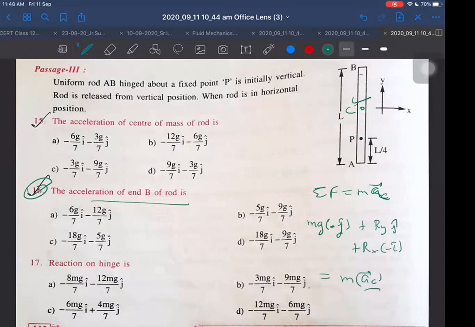The acceleration of center will have two components: along the tangent and along the radius. It will be written as m into omega square L by 4 along minus i cap, plus L by 4 into alpha along minus j cap. This way also we can do it, but this is like taking both axes together, taking two equations together. Otherwise, if you want to write separately along x and y, then that is also okay, which I have done here.